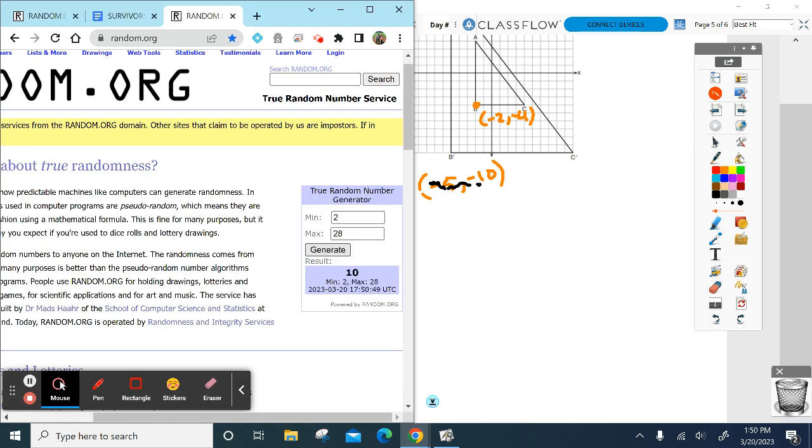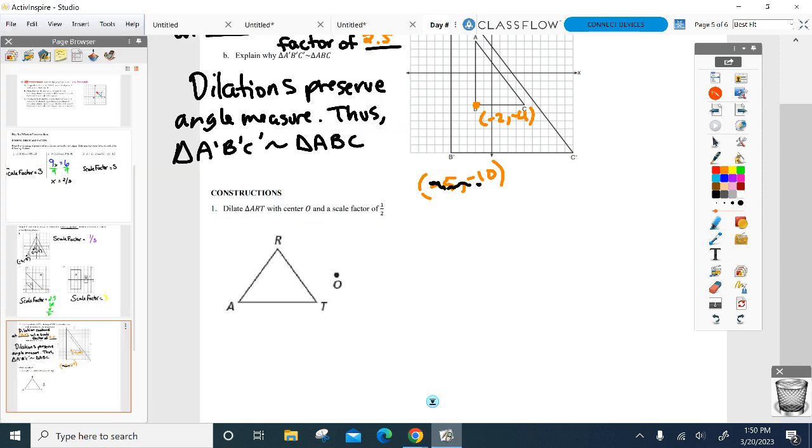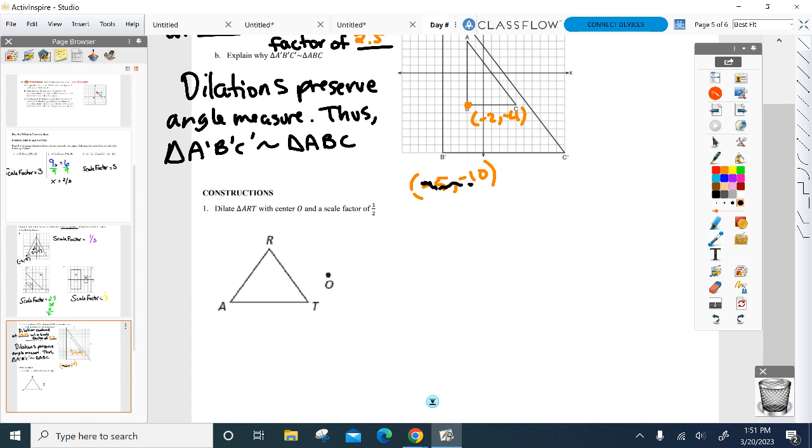Closer or further away? Closer. How much closer? Half the distance. So let's first start by dilating R. Everyone connect R to O. Show me their distance. Just take your straight edge and connect them. Show me the distance from R to O right now.